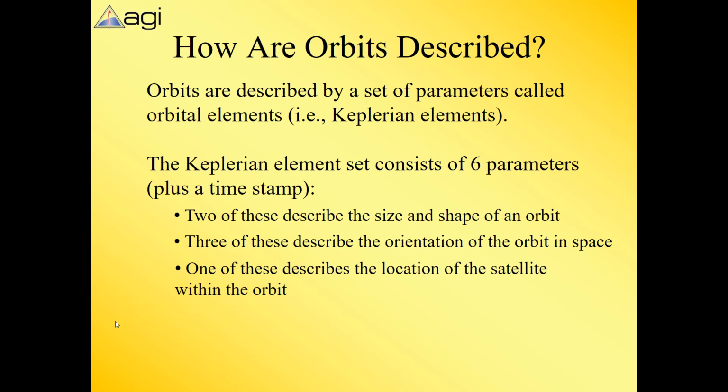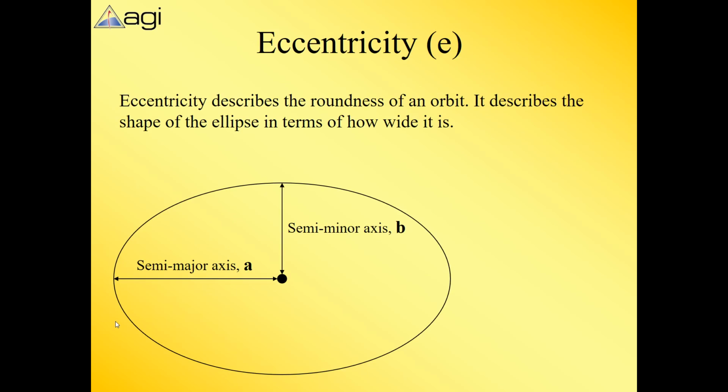Johannes Kepler worked out the 6 parameters for describing an orbit. 2 deal with the size and shape, and then there's the orientation, and finally 1 that deals with where the satellite is at that moment in time in the orbit. So here we go. Yikes.